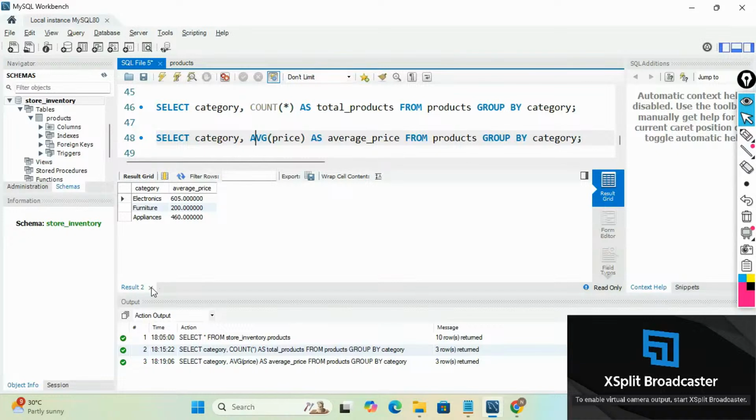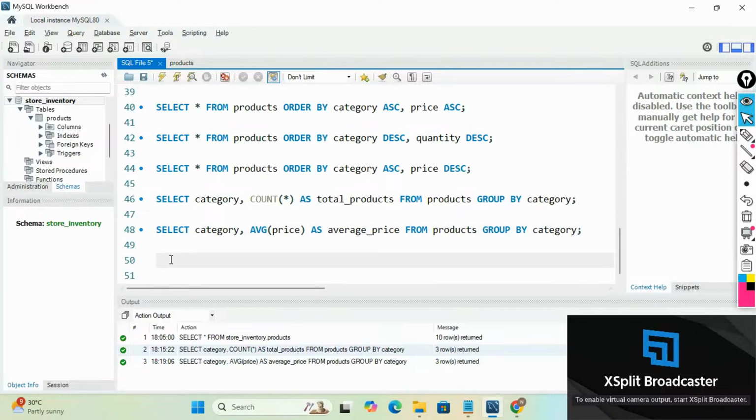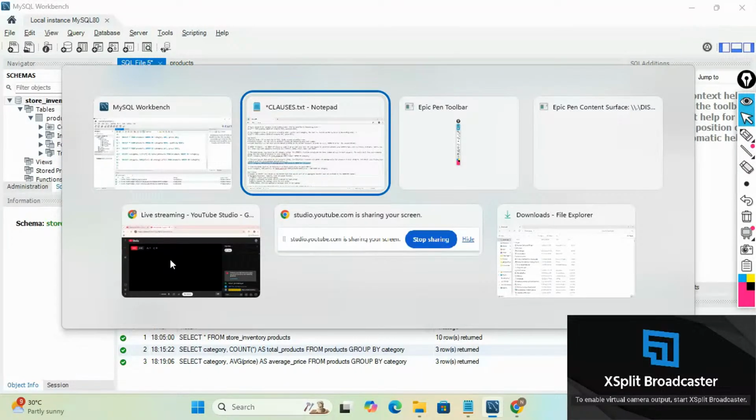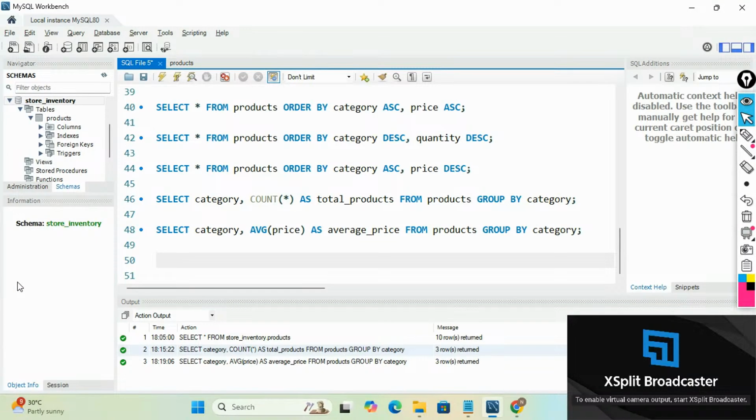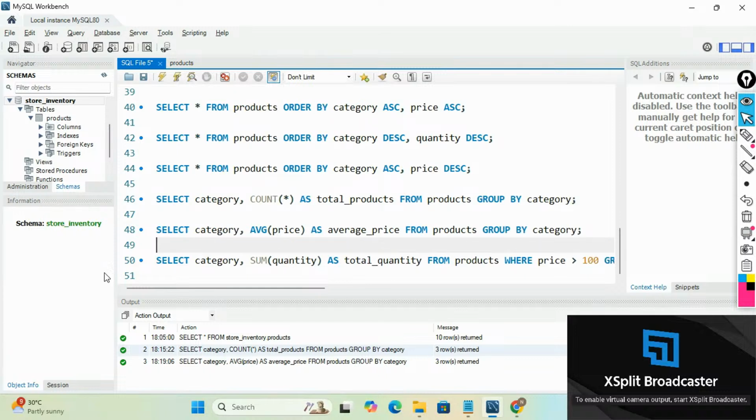So friends, if you have any kind of questions, if it is not clear, let me know. Probably I'll explain it one more time. Don't feel shy in asking your questions. Group by is for grouping the data. Then we also have one more query with respect to group by.